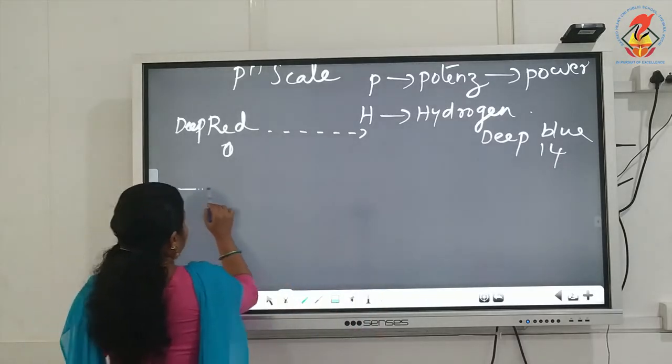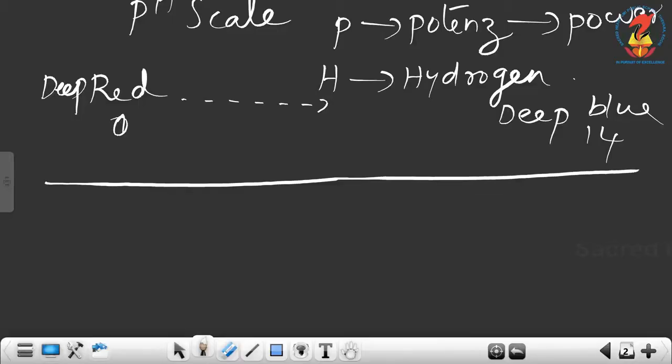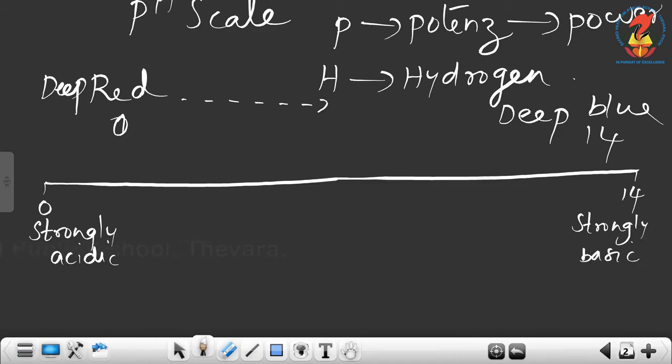And the pH scale, as I told you, has values from 0 to 14. 0 stands for a strongly acidic solution. 14 stands for a strongly basic solution. So, in the pH scale you have values from 0 to 14. 0 stands for a strongly acidic solution.